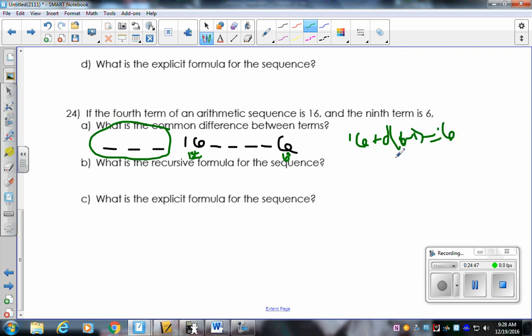Okay, so I do the math and I get 5d equals negative 10. So I just subtracted 16 from both sides, divide, and my common difference is negative 2, which you can go back and check. Subtract, subtract, subtract. Now the problem is asking me to write two formulas.